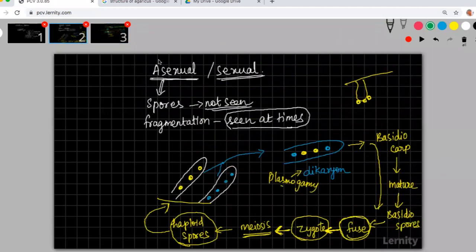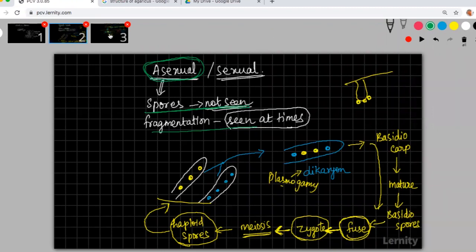Mostly, asexual reproduction is rarely reported in the species of this group of organisms. Usually spore formation is not seen, but very rarely fragmentation is seen. So maybe there is a chance that fragmentation can lead to production of a minus strain or plus strain independently.